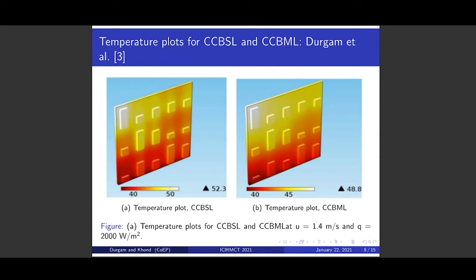In the middle row it is a little higher than the bottom row, or moderate, and in the top row it is highest. The highest temperature is obtained at the heat source placed at the extreme left, and that is 52.3 in case of single layer copper clad board, and 48.8 for multi-layer copper clad board at the same heat source.